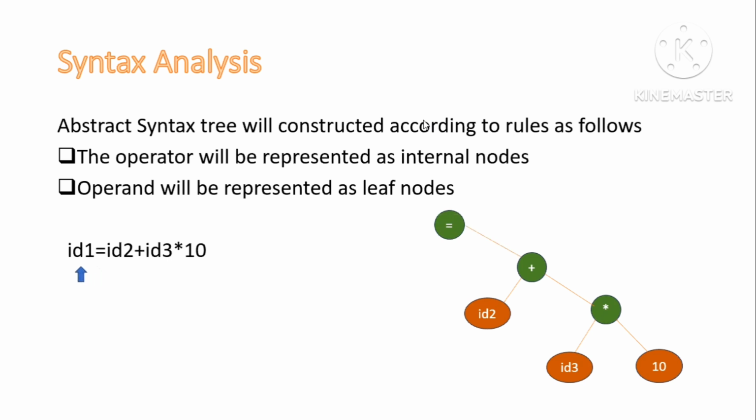Now when we move on to the left side, you can see ID1. The final result has to be stored in ID1. Now ID1 is on the left side of the equal to. So ID1 is an operand, and it is represented on the left side. So this is the way of constructing an abstract syntax tree.